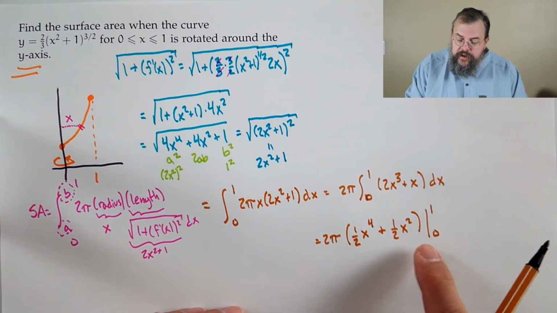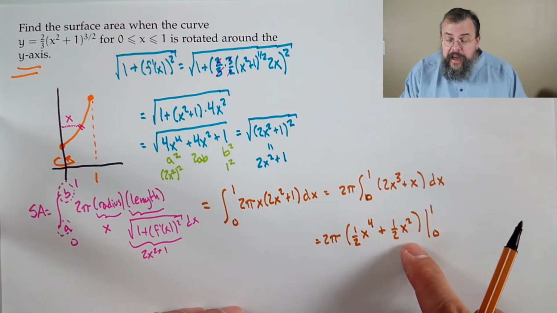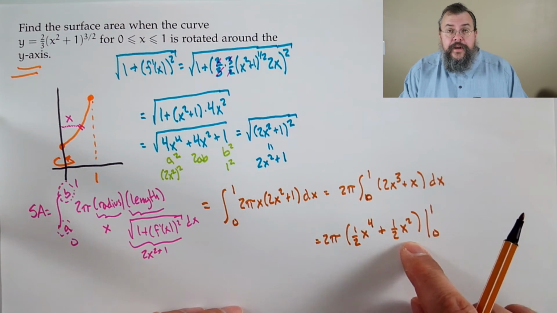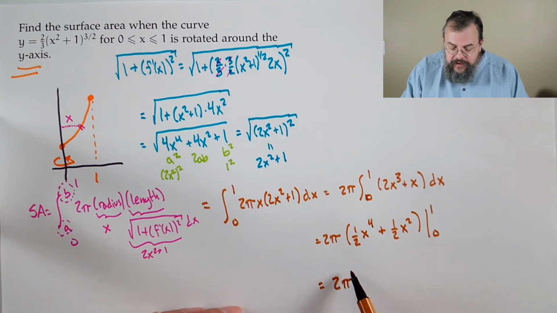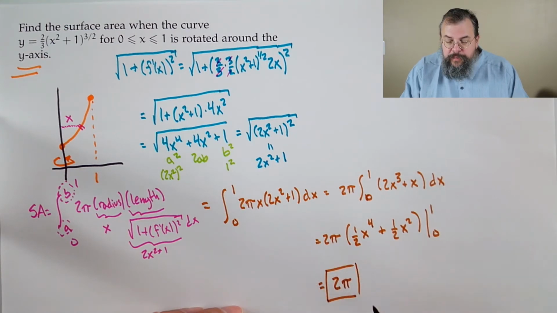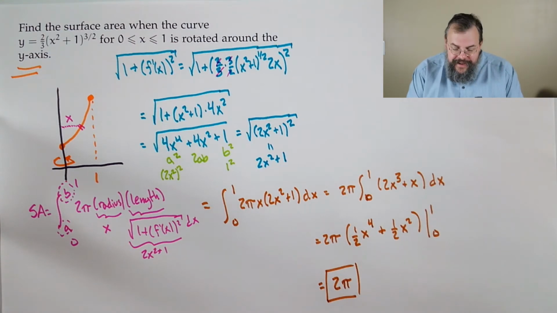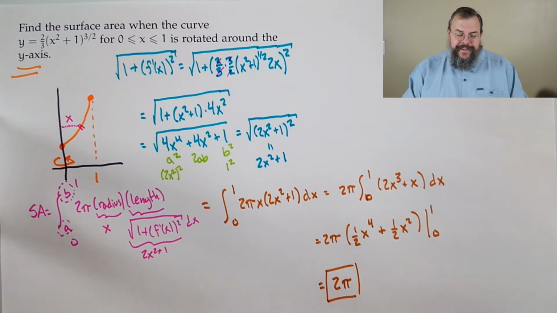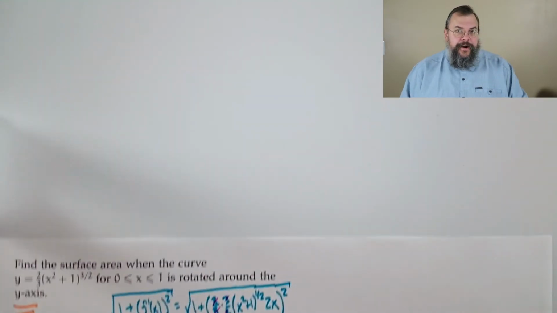When you plug in 0, you get 0. When you plug in 1, you get a half plus a half. Half plus a half gets us to 1. And therefore, our final answer is very nice, very short. It's 2 pi. There we go. Wonderful. Nice problem. Nice answer. All right. Well, let's try another problem.